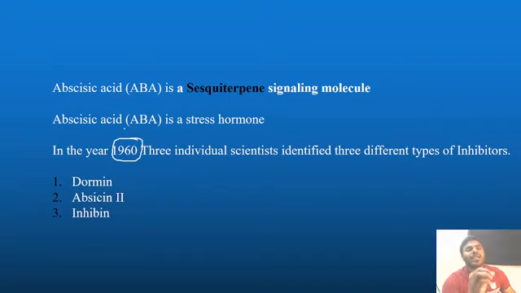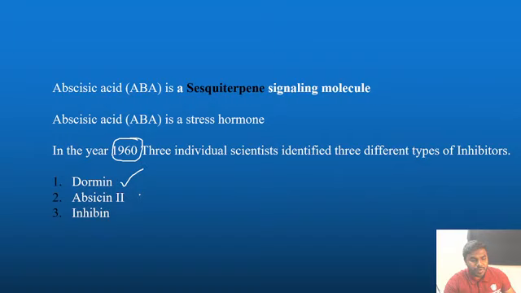In the year 1960, three individual scientists from three different laboratories, from three different places, identified three types of inhibitors. Different people, different places, different laboratories, and they identified three different types of inhibitors.